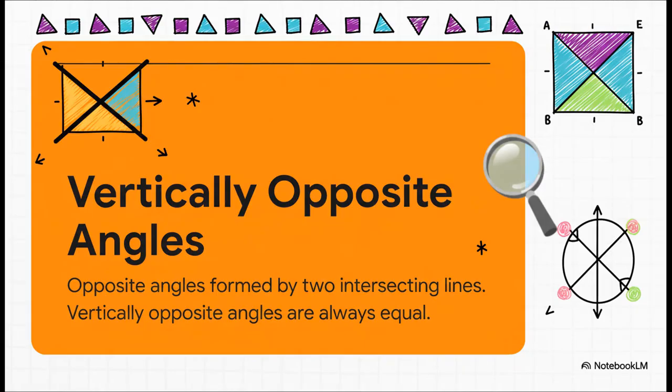So that little trick we just figured out, it actually has a name. Look at angle A and angle C. They're directly opposite each other, and hey, look at that. They're both 120 degrees. These are called vertically opposite angles, and they are always equal. Same thing for B and D. This isn't some happy accident. Nope, it's a fundamental rule baked right into the DNA of geometry.